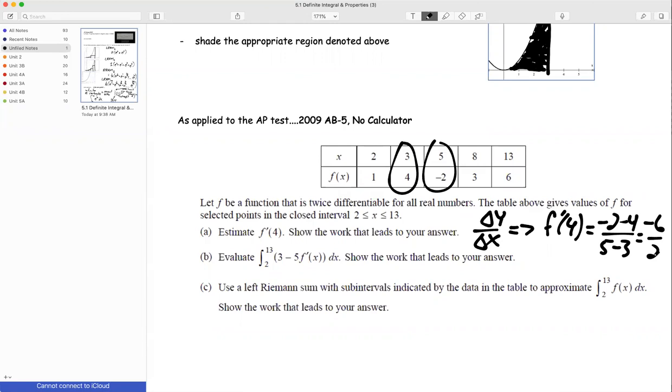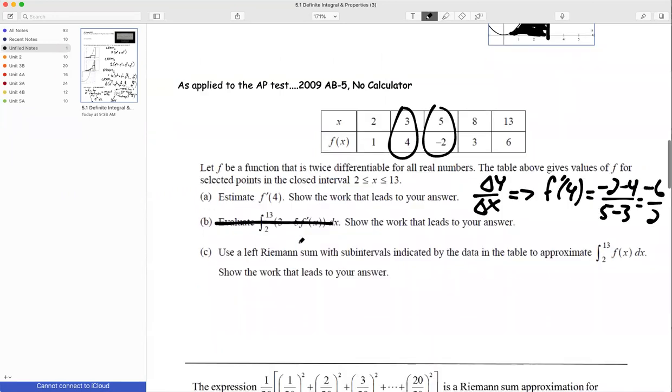Part B, evaluate the integral from 2 to 13 of 3 minus 5 times f prime of x dx. Ooh, a preview of coming attractions, which we are not going to do right now. But here's why this is here. Here's the connection that we need to make, okay? This says use a left Riemann sum with sub-intervals indicated by the data in the table to approximate the integral from 2 to 13 of f of x dx and show the work that leads to your answer. Okay, so here's the connection. The Riemann sums and the trapezoidal rule are approximations of the definite integral here, which will give us the exact area.